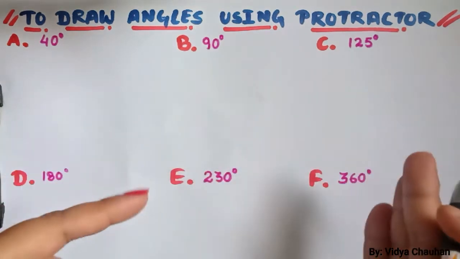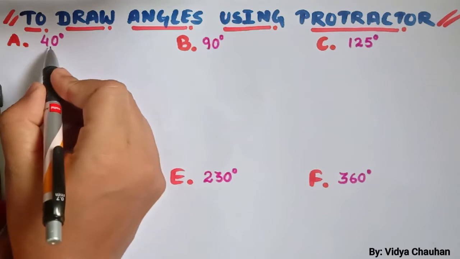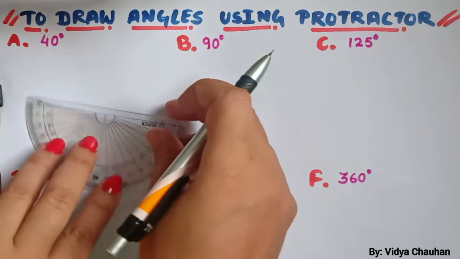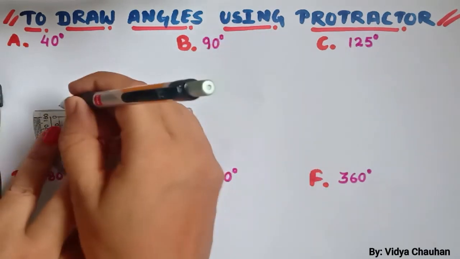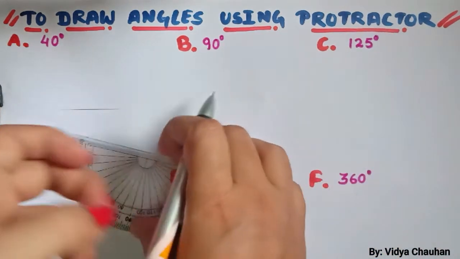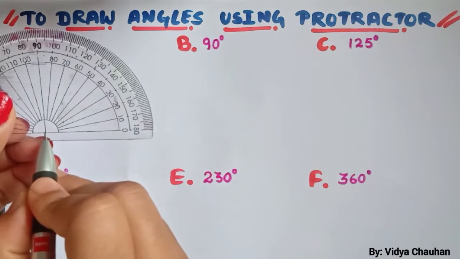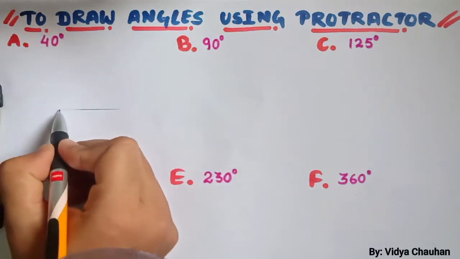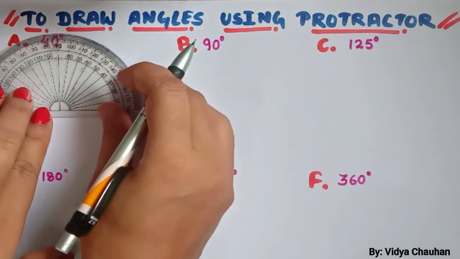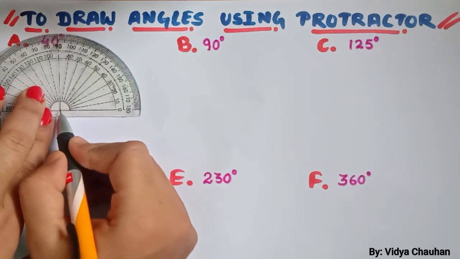So one by one we will discuss how to make these angles, and let us start with the very first angle given to us, which is of 40 degree. To draw the angle, first you have to draw a line. So here I am drawing a straight line with the help of the protractor. After that, keep the center point at the starting point of this line. So this is how I kept my needle, or you can say the center point, at the starting point.